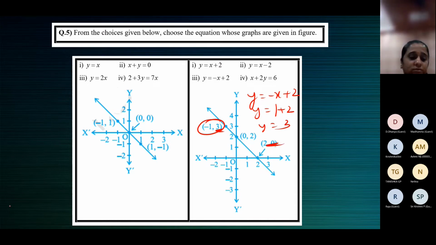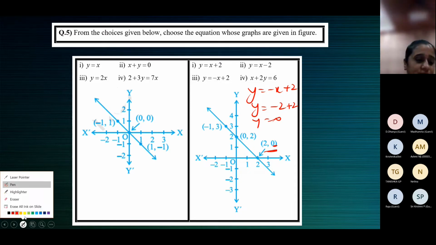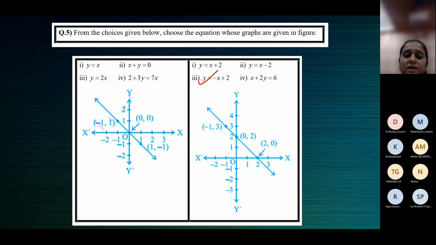What about this one? Let's check for this point. y is equal to minus x plus 2. y is equal to minus 2 plus 2, y is 0. Yes, y is 0. So it looks like the third is the correct equation.